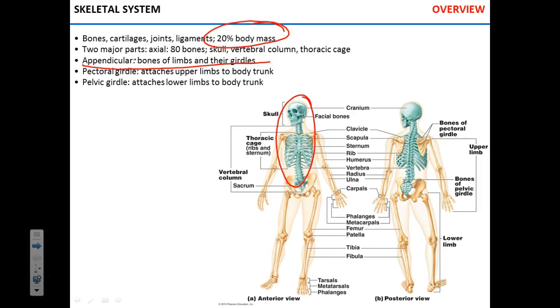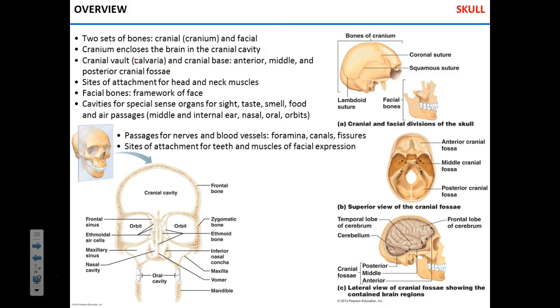The axial skeleton has fewer bones than the appendicular. Axial has 80, appendicular has 126 bones. The pectoral girdle attaches the upper limbs to the axial skeleton, the pelvic girdle, the lower limbs. So we're going to start the conversation by talking about the skull.